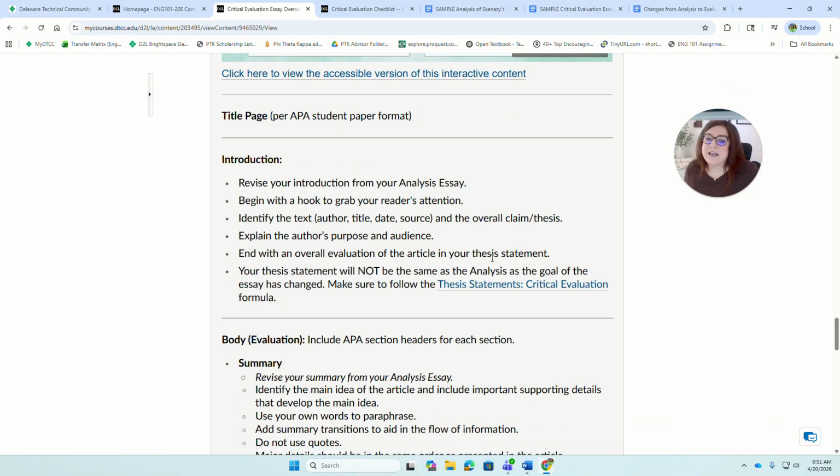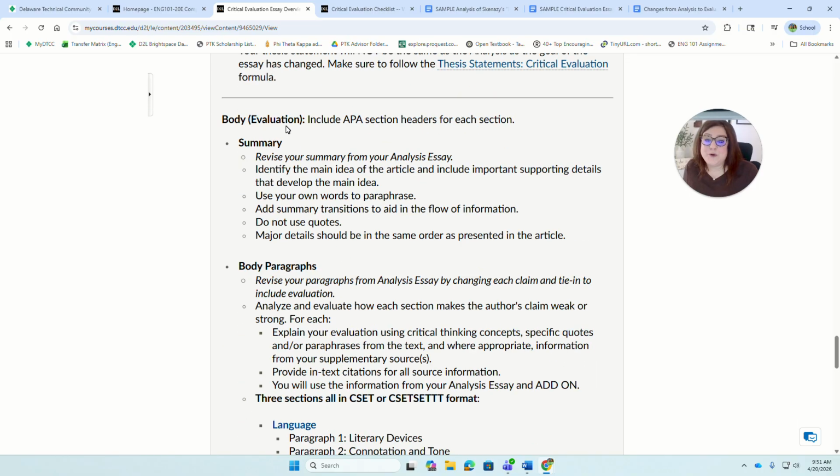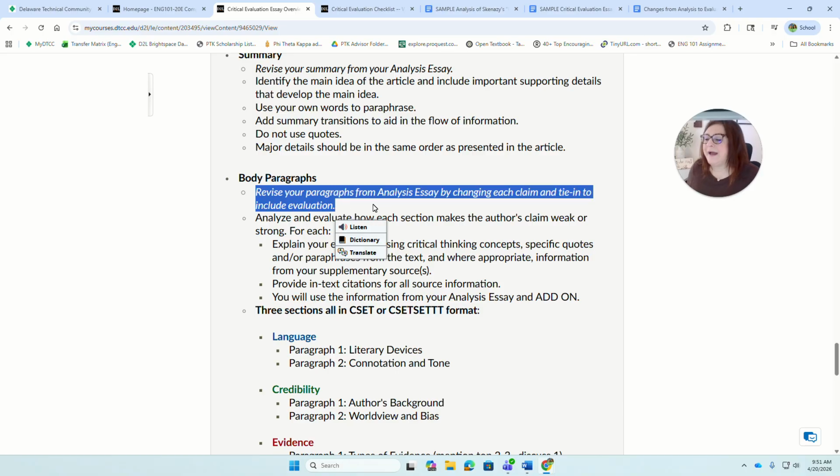All right, so let's take a look at the requirements. The first thing that you're going to need is an introduction. We know that, right? You need a body, which means that you have a summary. Same thing as your analysis, right? Nothing new. And then you're going to have your body paragraphs. And it says here to revise your paragraphs from your analysis essay by changing each claim and tie-in to include evaluation. So what does that mean?